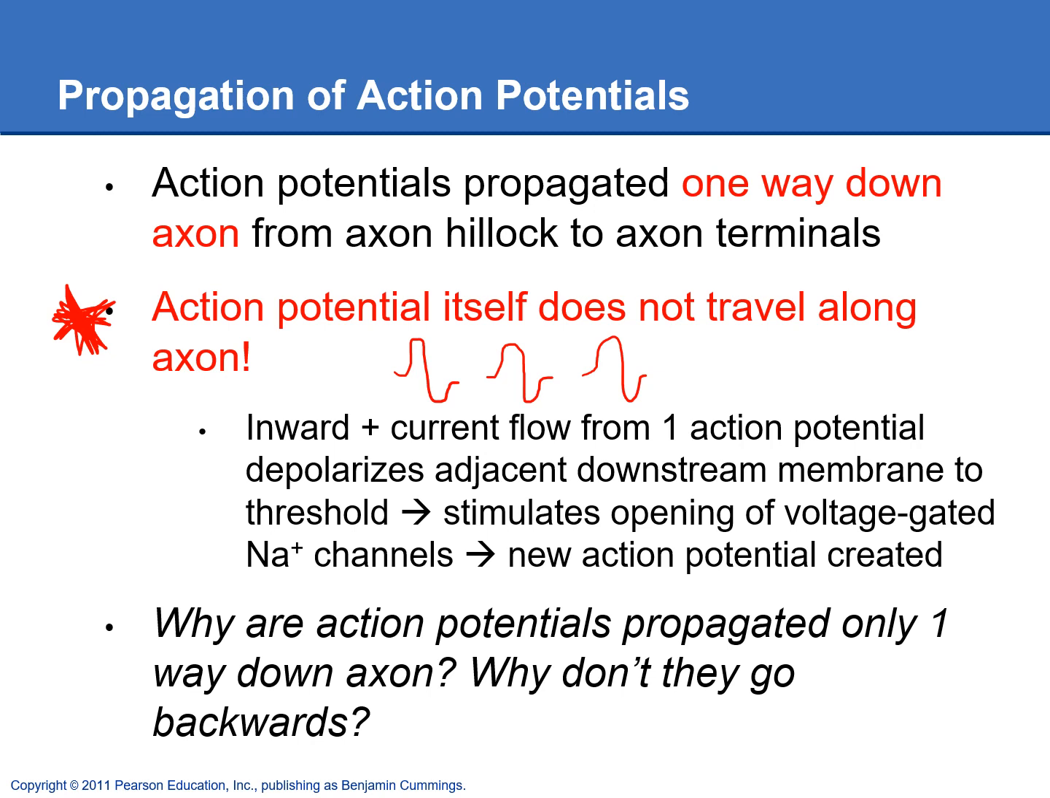Okay, and we're not going to be able to go backwards and create an action potential back behind us where we just were because of the absolute refractory period. So the reason that action potentials only go one way down the axon and travel towards the axon terminal here and don't go backwards, so we can't go this way, is because of the absolute refractory periods. Because you can't generate another action potential during the absolute refractory period.